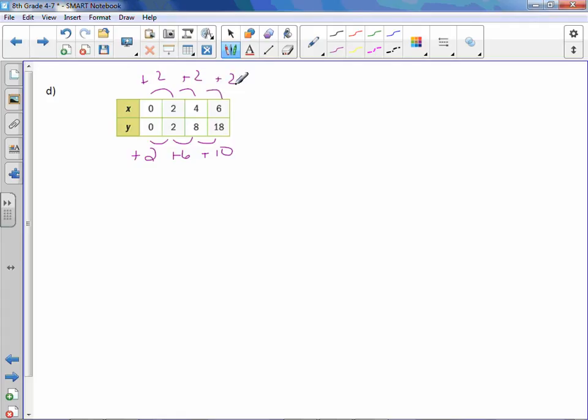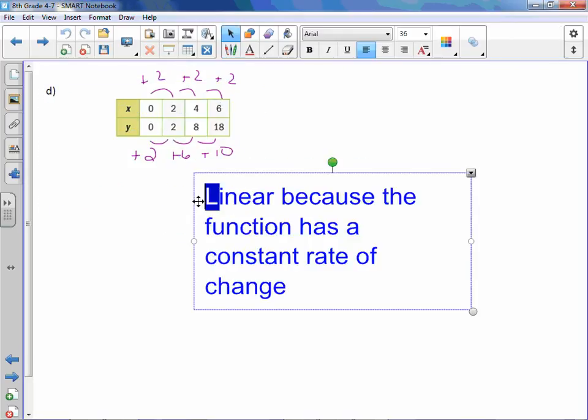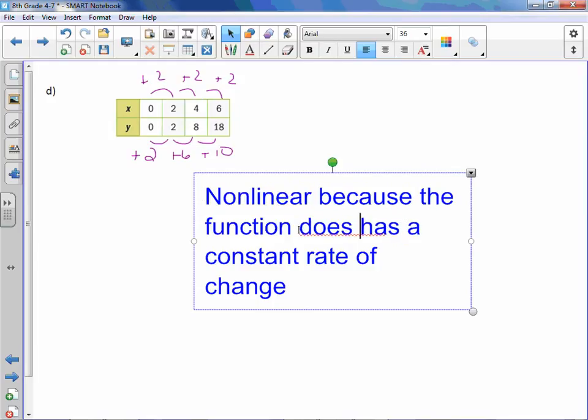I can't determine a rate of change because I have different numbers that the y's are increasing by. Therefore, this is nonlinear because the function does not have a constant rate of change.